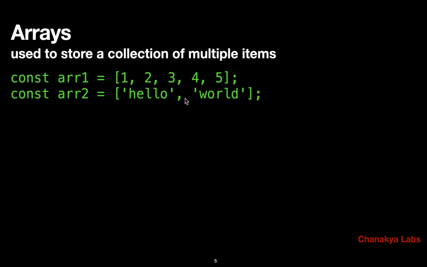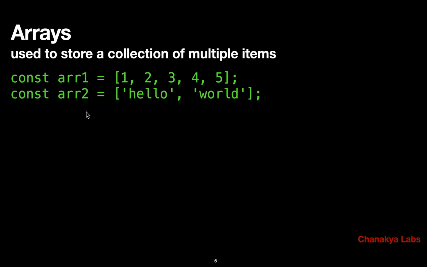Again, if you write something like this, hello comma world, then this ARR2 is an array, which means that it is a collection of two strings, hello and world, two values, you can understand. So an array has multiple values one after another, comma separated. In some programming languages it has to be of a particular type, but as we mentioned earlier, JavaScript is a dynamically typed language, and then you can have dynamic types.